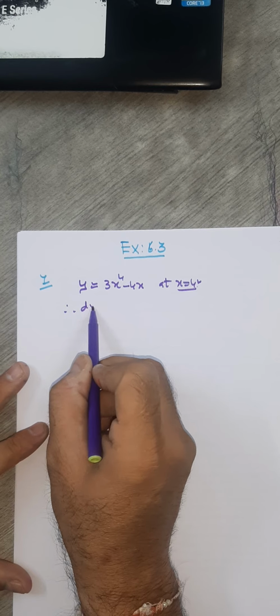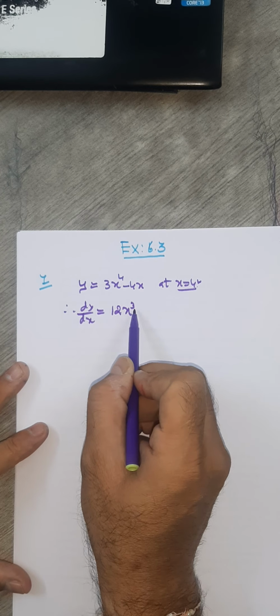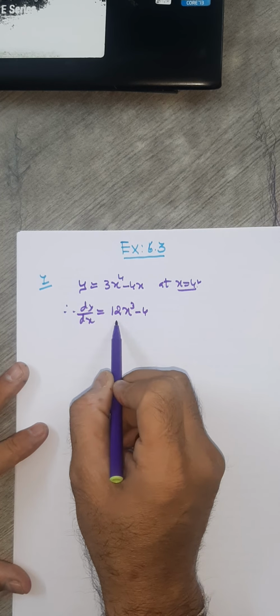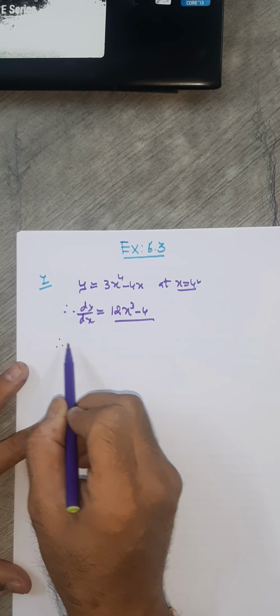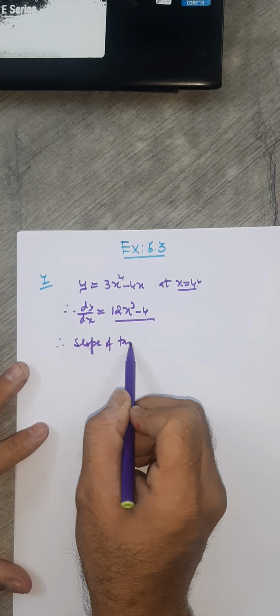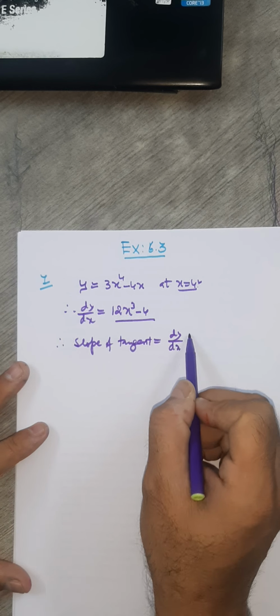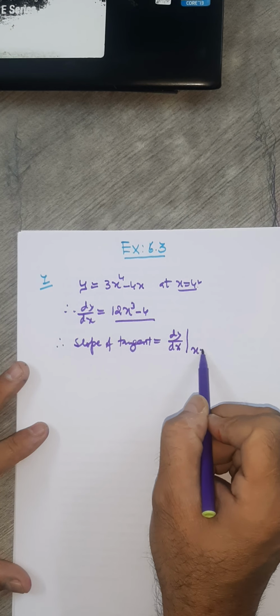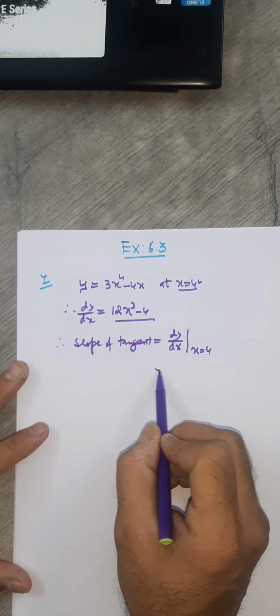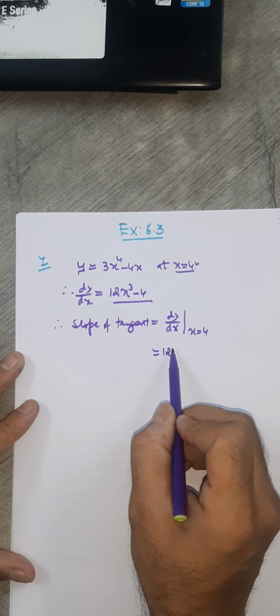So we differentiate it. Let's differentiate it. So it will be 12x cube minus 4. So we write therefore slope of tangent, required slope of tangent equals to dy by dx, at which place you can just draw line and put here x equals to 4. This is x0 as per our theory.